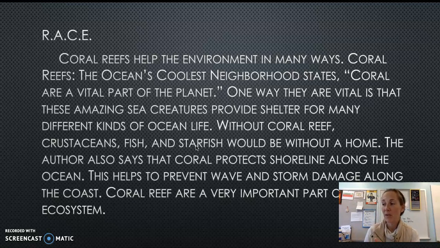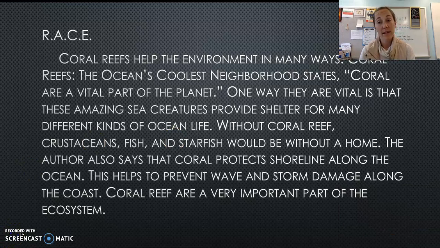And then I'm going to do it again. I'm going to give you another citation and explanation. The author also says that coral protects shoreline along the ocean. So there's my reference. I talk about what the author said. Now again, I have to explain that. How does that actually help the environment then? How does that answer the question? This helps to prevent wave and storm damage along the coast. That's again something that the text said, but I clarify how that answers the question. I prove that they are helpful to the environment by the text references and the explanation.